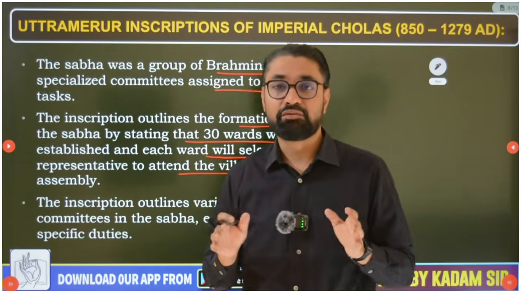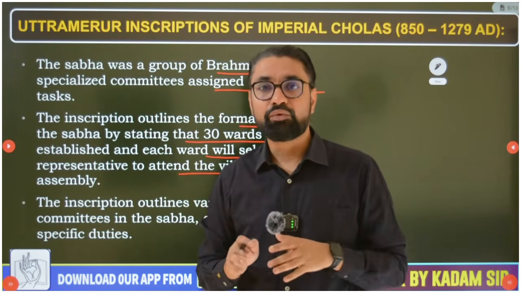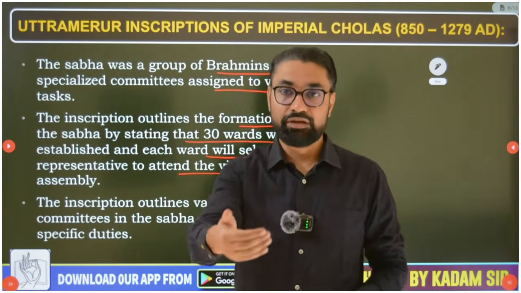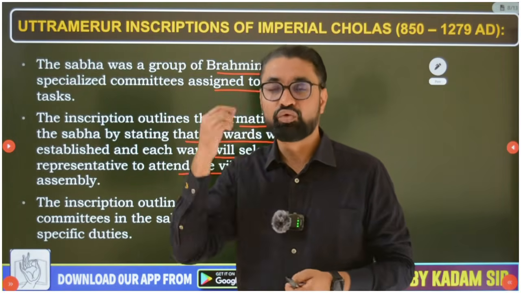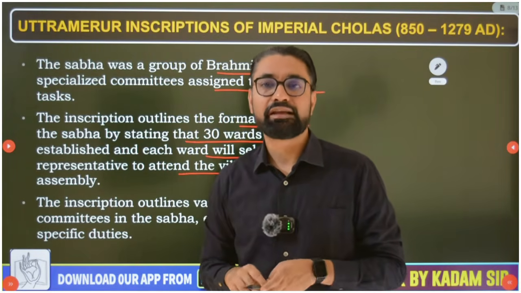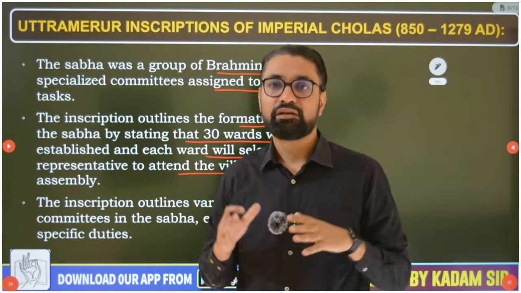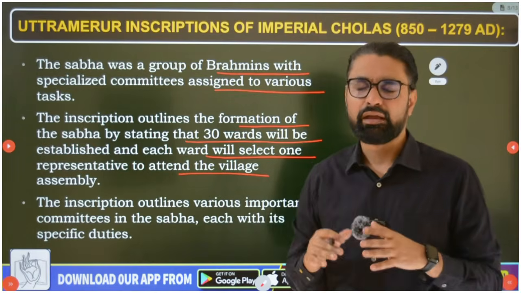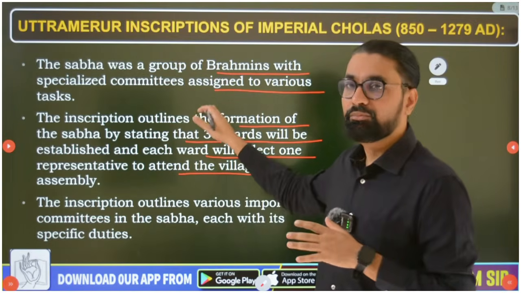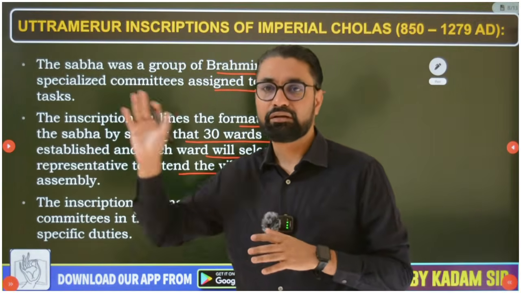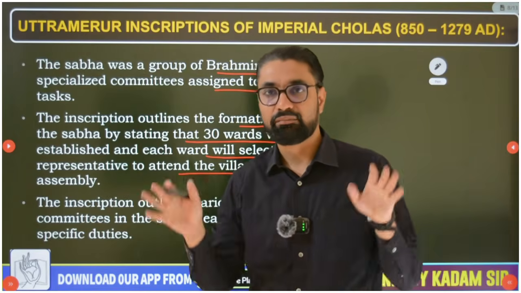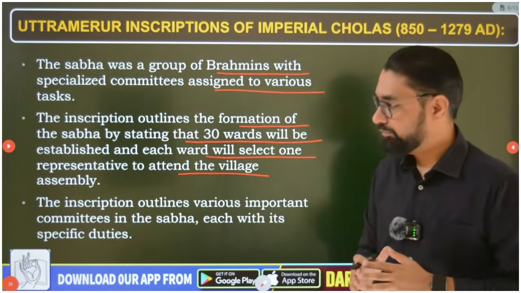So the entire village will be divided into 30 wards. From every ward, those who are interested will submit their names. Through the Kuduvolai system, their name will be selected. One name will come from each of the 30 wards, and these 30 members will constitute the Sabha. This Sabha will be organized into specialized committees, which will complete the tasks assigned to them and will run the village administration.